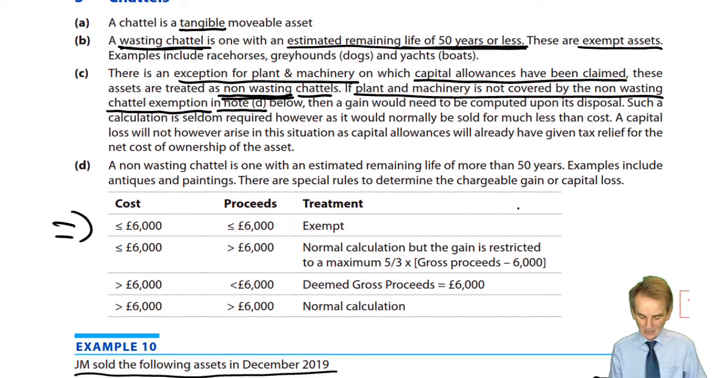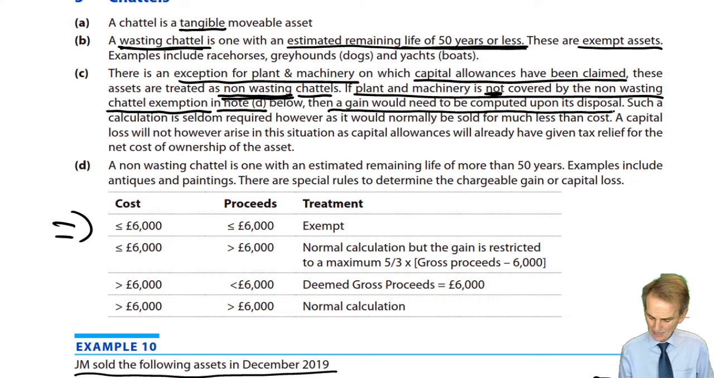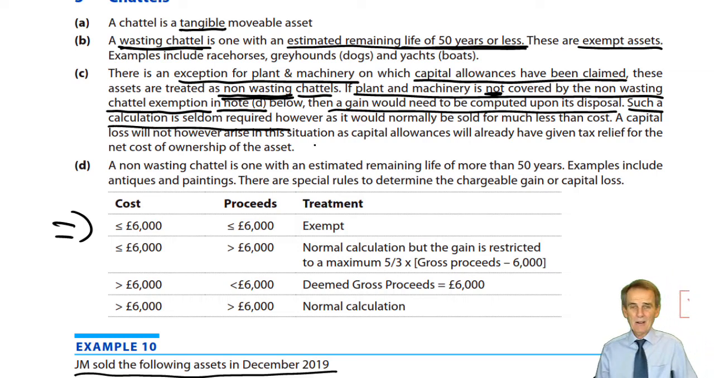So if plant is not covered by the non-wasting chattel exemption, then a gain would in fact need to be computed upon its disposal. But such a calculation is seldom required. Why? Because it's incredibly unlikely that any item of plant and machinery that you have used within your business is subsequently sold for more than its original cost.